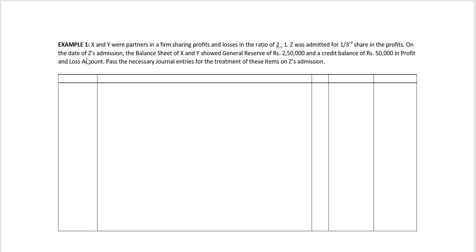Example 1. X and Y were partners in a firm sharing profits and losses in the ratio of 2:1. Z was admitted for 1/3 share in profits. On the date of Z's admission, the balance sheet of X and Y showed general reserve of Rs 2,50,000 and a credit balance of Rs 50,000 in the profit and loss account. Pass the necessary journal entries for the treatment of these on Z's admission. So let's go ahead with the solution.